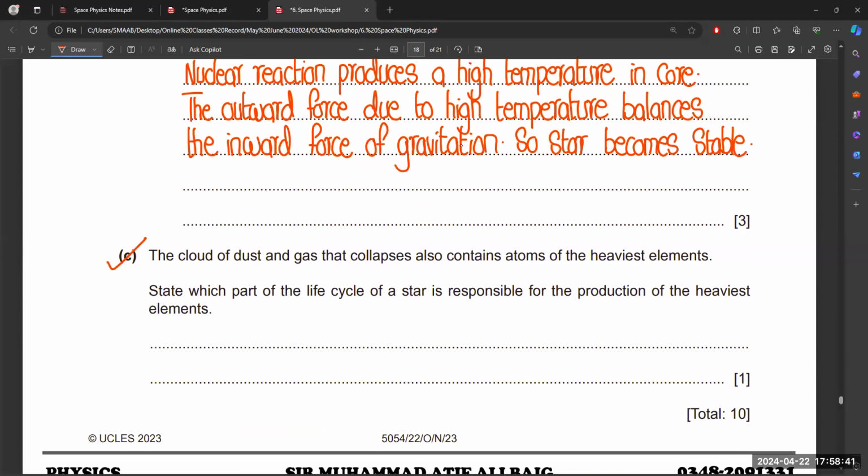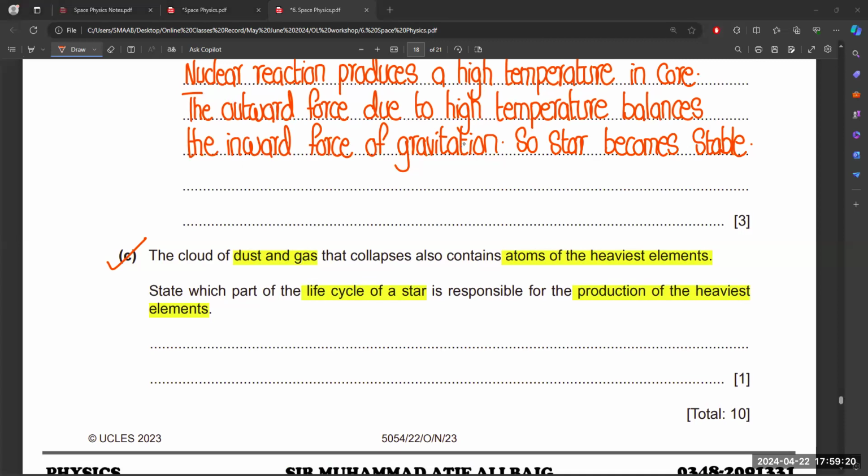And in the last part, the cloud of dust and gas that collapses also contains atoms of heavier elements. State which part of the life cycle of a star is responsible for the production of the heaviest elements. So you just need to mention the name of that stage in the life cycle of a star in which the heaviest elements are produced: supernova, right?